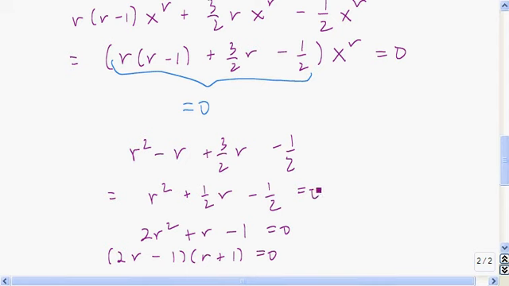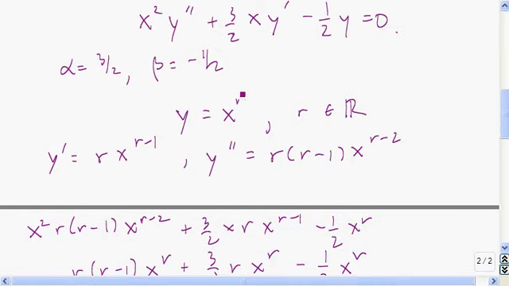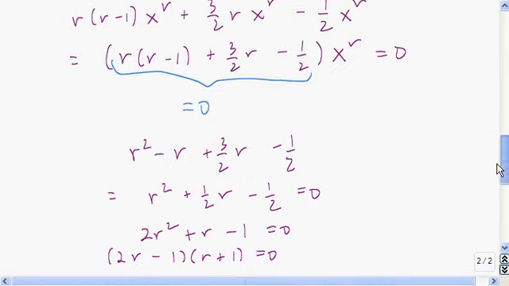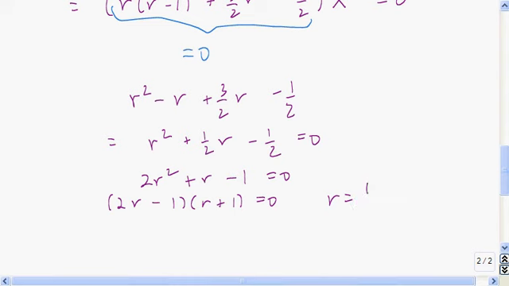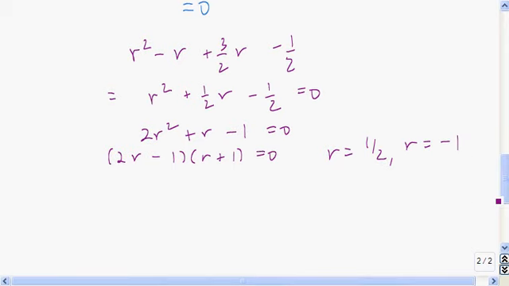If we multiply both sides by 2, we get 2r squared plus r minus 1 is 0. And that's really easy to factor, as 2r minus 1 times r plus 1 is equal to 0. So this is going to be true, which means x to the r will be a solution if r is equal to 1/2 or r is equal to -1. So what we have is x to the 1/2 and x to the -1.